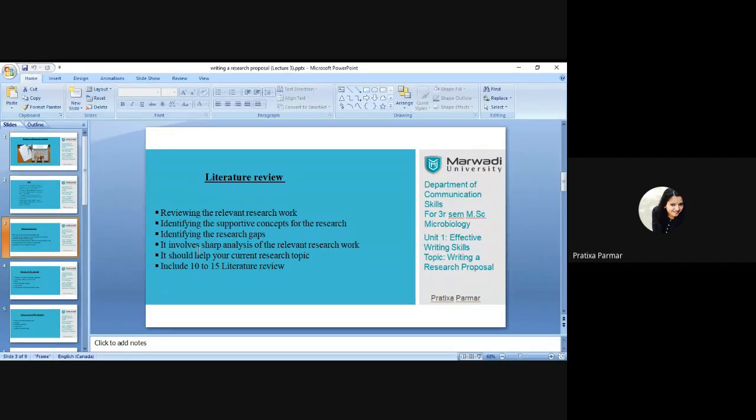So that's what literature review is. Let's come back to this slide, and the second point: identifying the supportive concepts for the research. When I go through those 100 research works that people have done on climate change, I'll get supportive ideas and concepts for my research work. I hope the second point is clear, because if the process of literature reviewing is not clear, you will not be able to frame the hypothesis. This is a very sensitive topic, and you should be very clear with it.